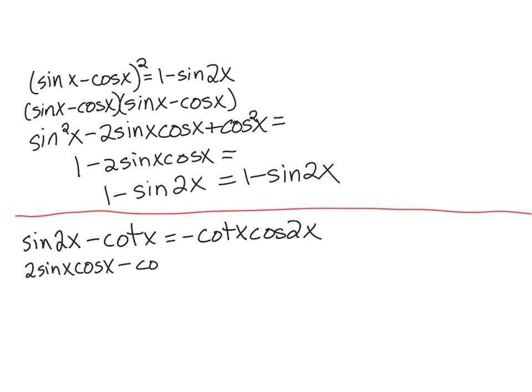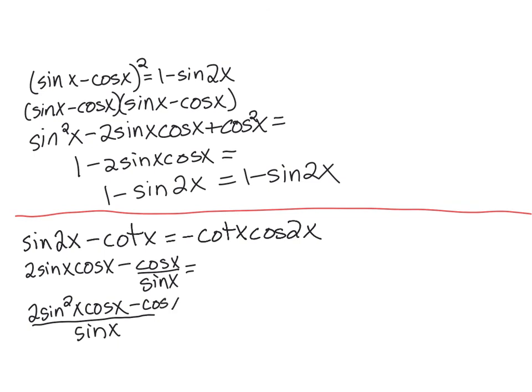minus cotangent is cosine over sine. Now you see I have a fraction so I can get a common denominator. The other side was multiplication. It wouldn't have helped me. So the common denominator is going to be the sine. That means I multiply the first thing by another sine. So I'm going to get 2 sine squared cosine x. Now I'm running out of room. Minus cosine x.